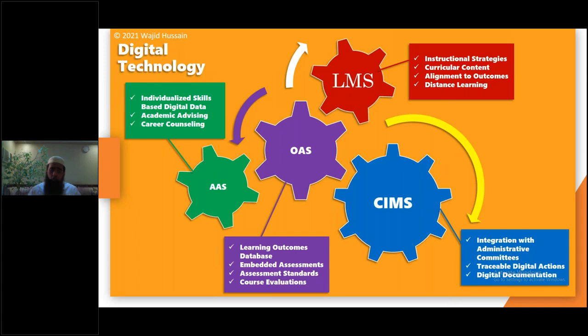Unfortunately, the majority of schools, even if you look at NACADA's website, talk about outcomes, but that data is almost not there. I haven't seen one school from hundreds and hundreds where they actually have outcomes data per student. I haven't seen that. So you need to integrate OAS, LMS, AAS with CIMS.